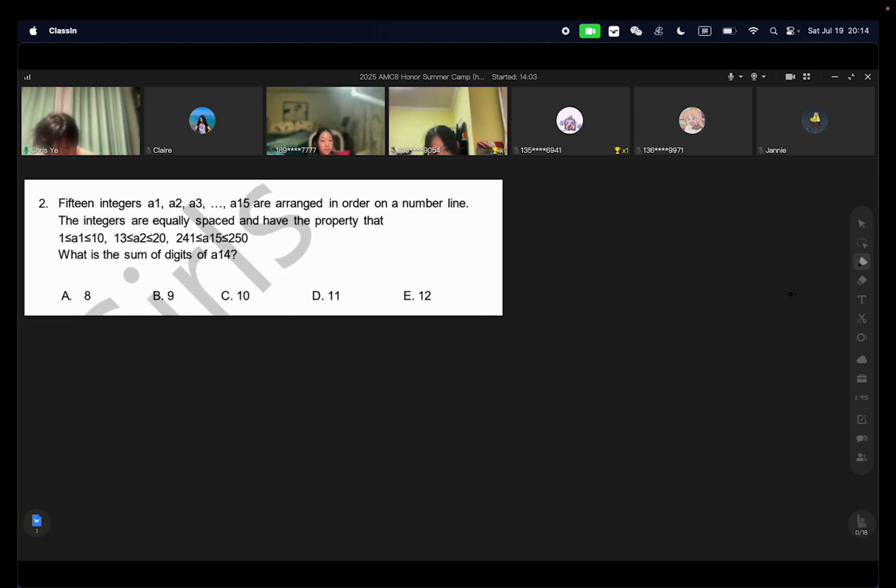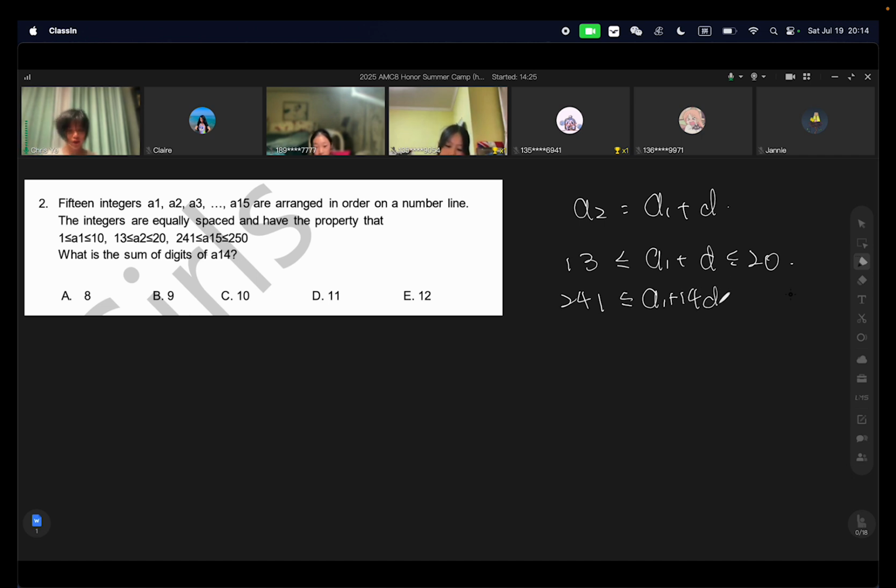So the second inequality shows us that A2 is going to be the same as A1 plus the common difference, right? So it shows that 13, A1 plus D, and 20. So the third inequality will give us 241, A1 plus 14D, because there are 14 intervals, 15 minus 1 equals 14, is no more than 250.